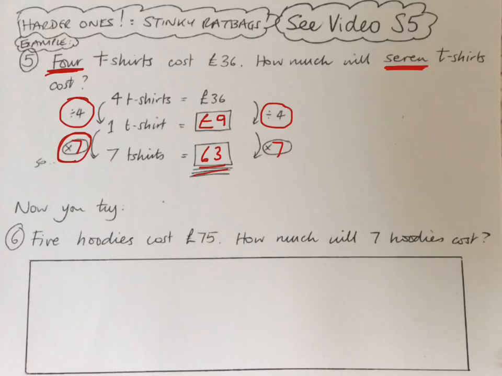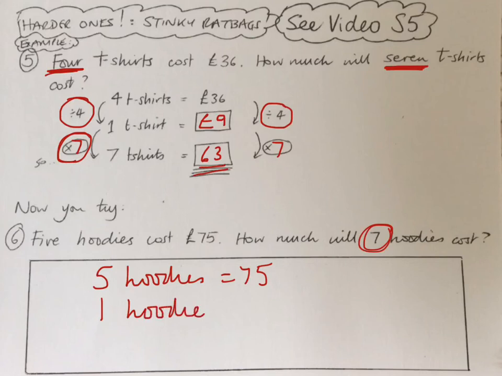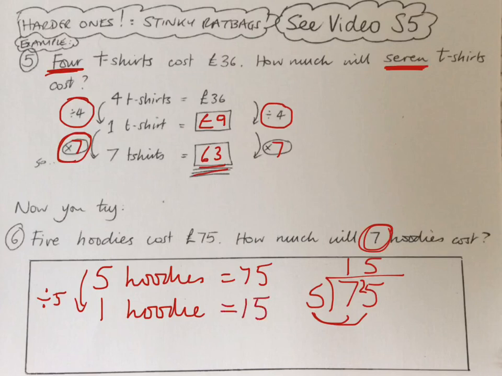5 hoodies cost £75. So I'm just going to put 5 hoodies equals 75. We've got to work out 7 hoodies, so we can't go straight from 5 to 7. Let's work out 1 hoodie first of all. To do that, we divide by 5, and 75 divided by 5, just with a quick bus stop. 5s into 7 goes 1, remainder 2. 5s into 25 goes 5. So 1 hoodie is £15.